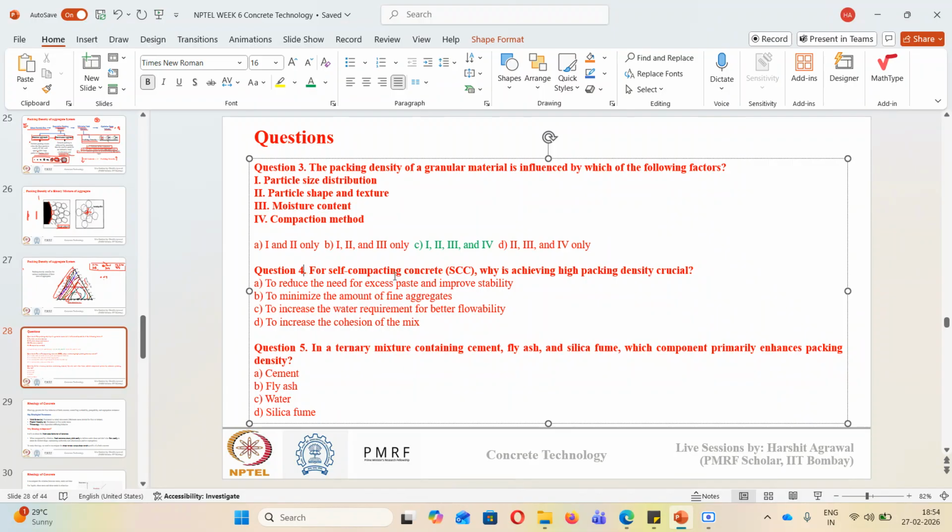Question number 4. For self compacting concrete, why is achieving higher packing density important? Can anyone tell me the answer?